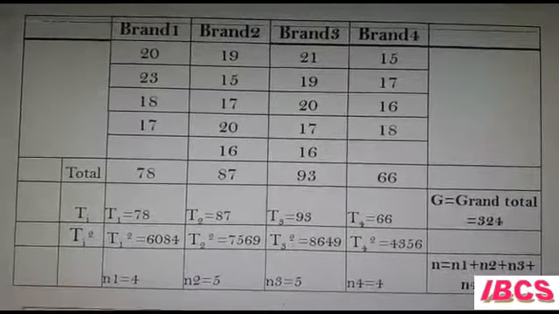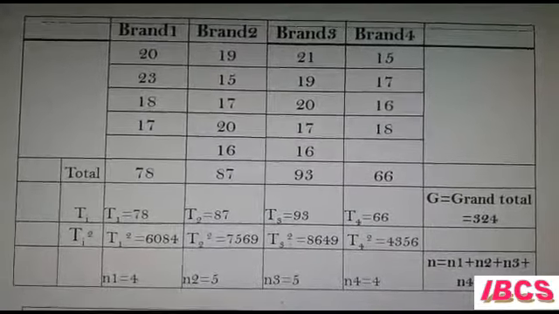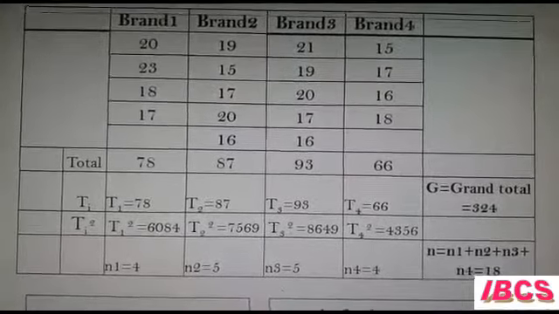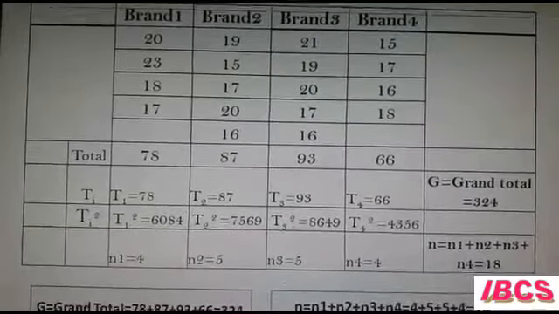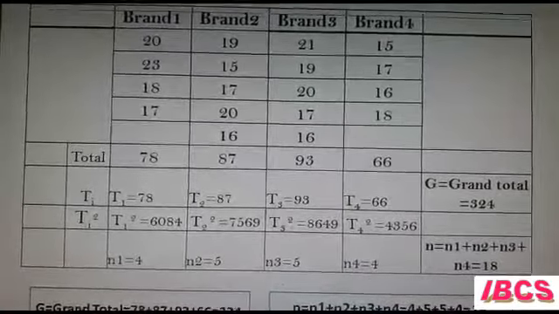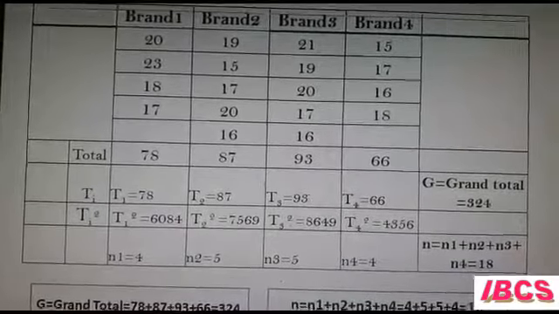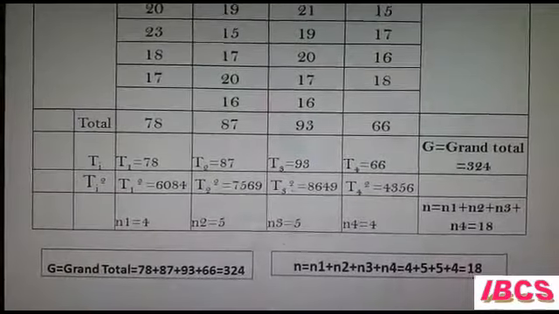So here in the brand 1 category, N1 is equal to 4, N2 is equal to 5 in brand 2, N3 is equal to 5 in brand 3, and N4 is equal to 4 in case of brand 4. So the total sample N is equal to N1 plus N2 plus N3 plus N4, that is 18. So we get the grand total as 324 and we get N as 18.